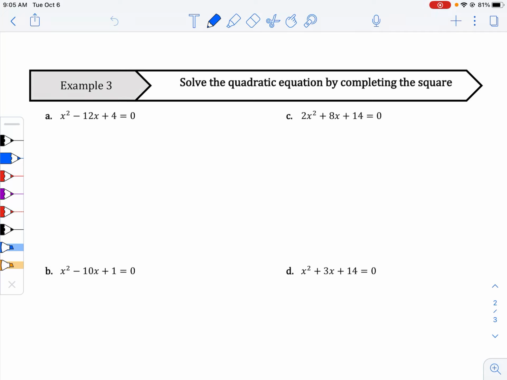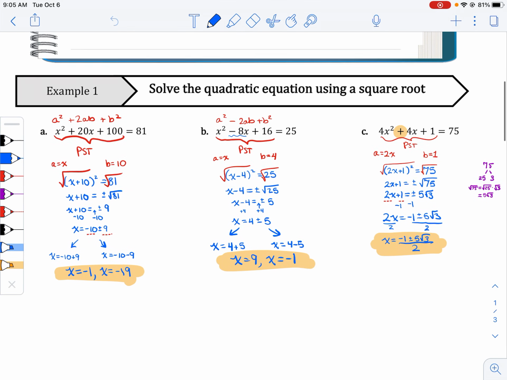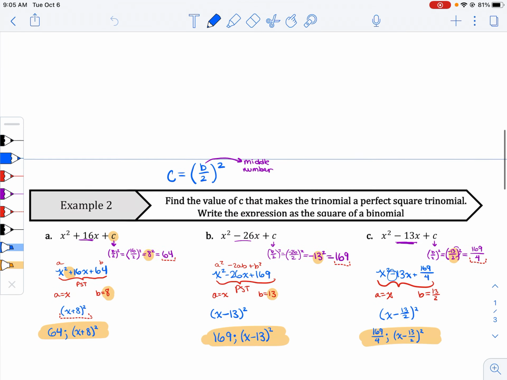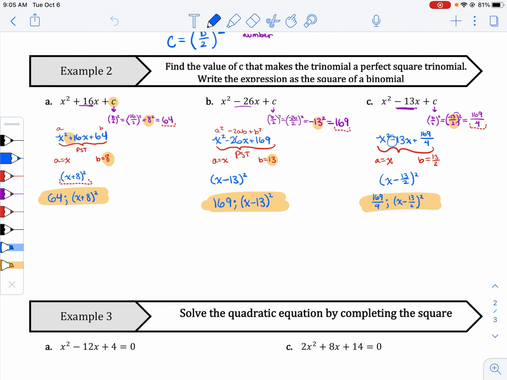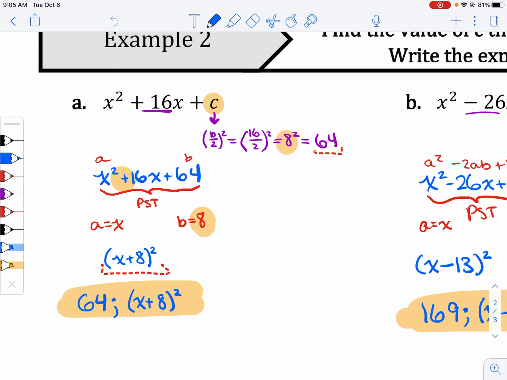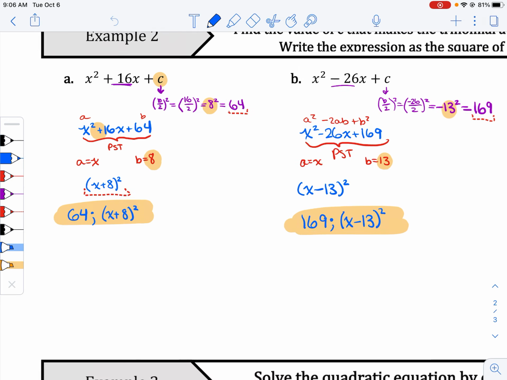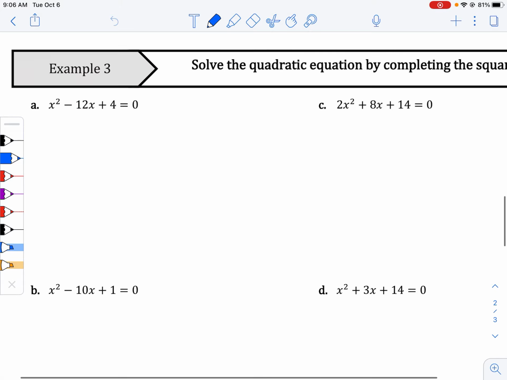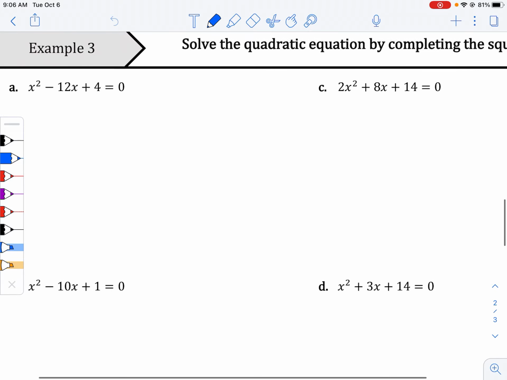Today we're going to finish up our chapter 1.7 notes. In 1.7 we were talking about completing the square. Example 1 was solving for x when you're already in the perfect square trinomial. Example 2 was picking a value of c to make it a perfect square trinomial and then factoring it. And example 3 is actually completing the square, which is going to put those skills together.